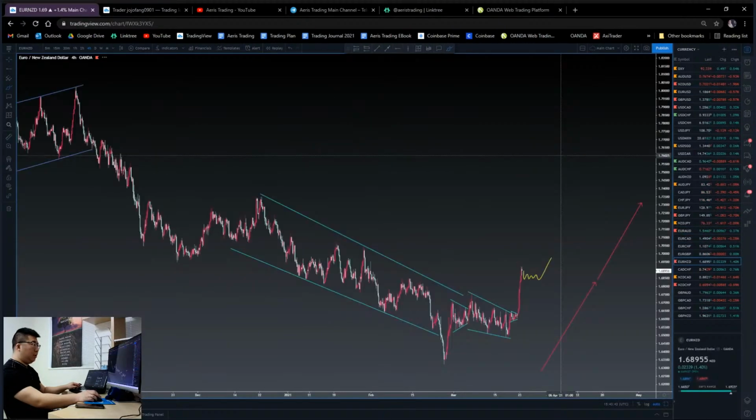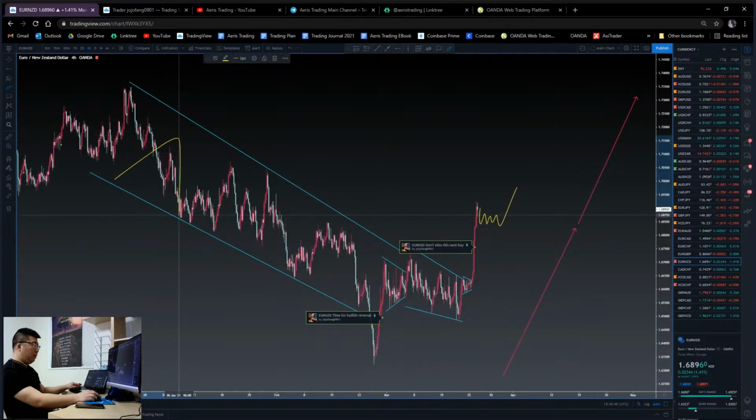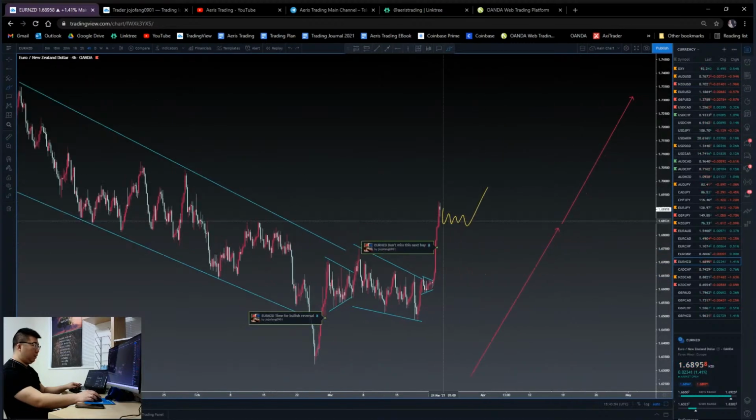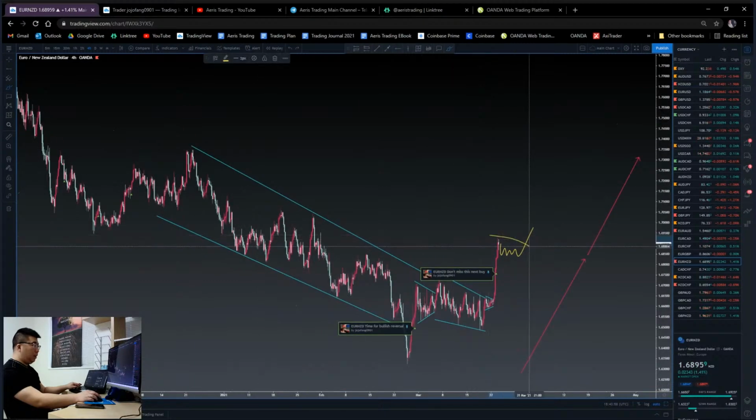Euro Kiwi moved up massively already, right? Descending channel moving down, impulse, correction, impulse, right? Was talking about this on the Sunday weekly outlook. So this pretty much played out exactly the way I wanted to see it. Wait for it, a lower time frame correction here would be nice.